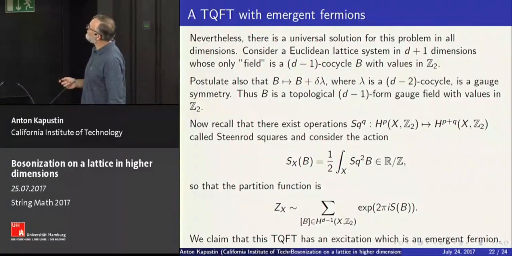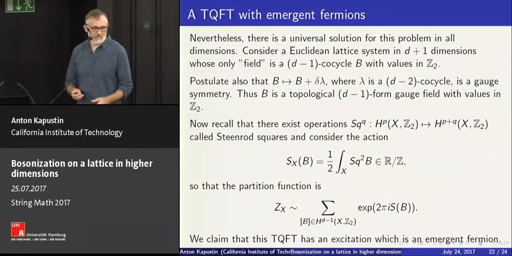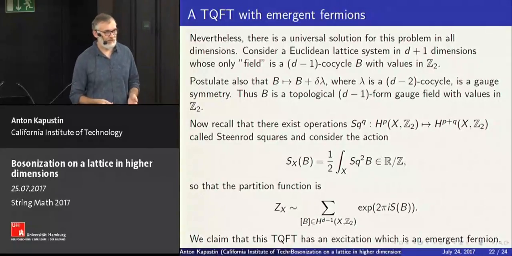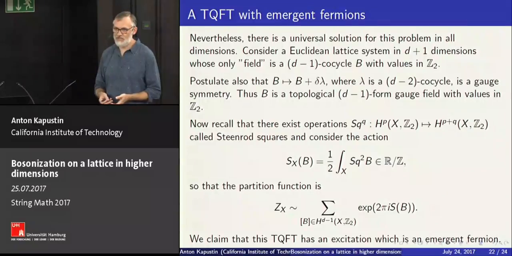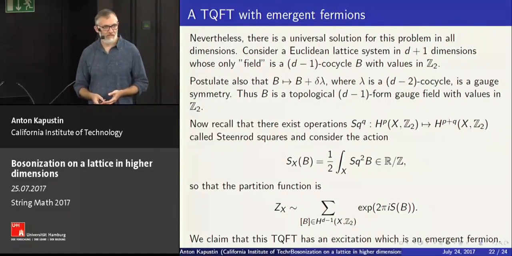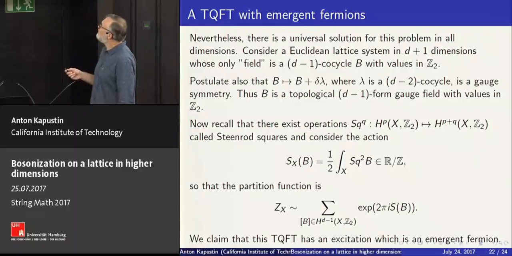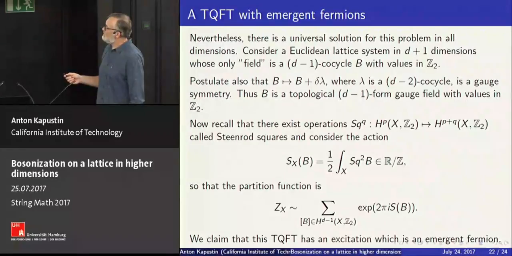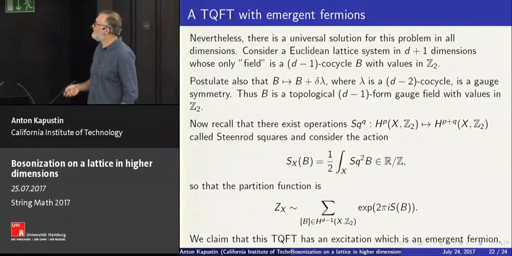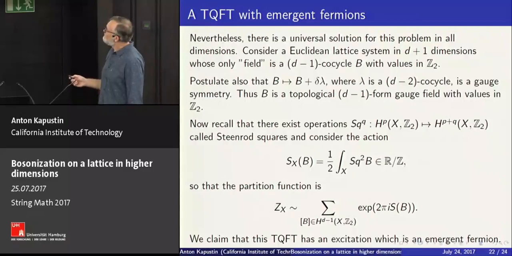It turns out there's actually a very simple, in fact universal, solution for this problem in all dimensions. The idea is to simply consider a Euclidean lattice. Let me switch from the Hamiltonian language, which I used so far, to the somewhat easier to understand Euclidean language. I want to write down a Euclidean action for a topological field theory in d plus 1 space-time dimensions which has emergent fermions. My basic field is going to be a (d minus 1)-cocycle with values in Z mod 2, so it's a cochain which is closed. I also postulate a gauge symmetry: if the cocycle is shifted by a coboundary, those are gauge equivalent field configurations. So it's a sort of higher-form gauge field.